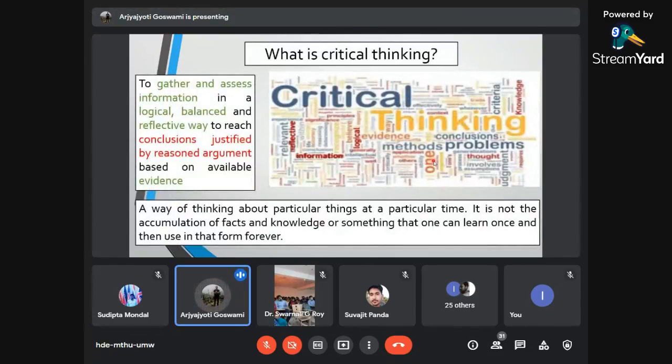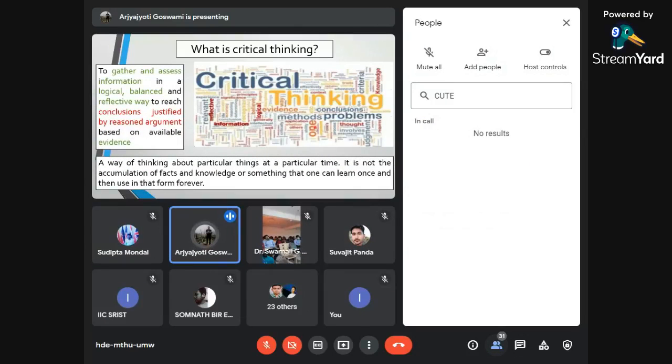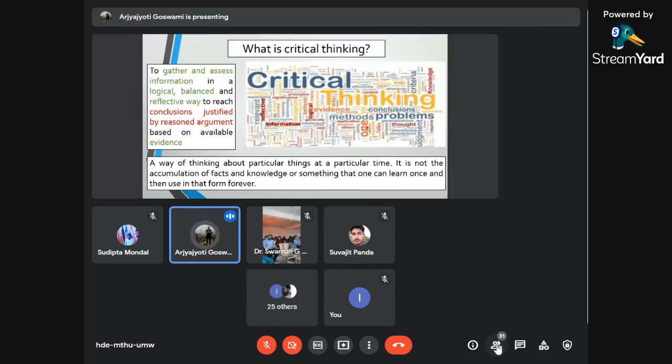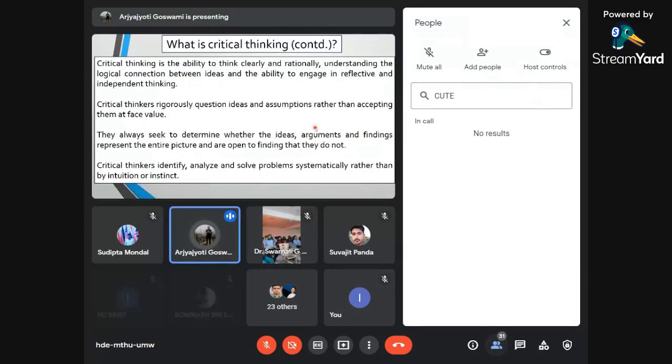Okay, so what is critical thinking? Critical thinking, basically, you gather information, you assess that information, whatever information is provided, you assess it. But while doing the assessment, you should be logical in your outlook, you should be balanced, and you should be reflective. You should be fair. Reflective means you should think from other person's point of view also. And whatever conclusions you draw from that analysis of the information, that should be reasonable. Okay, I will give you some examples.